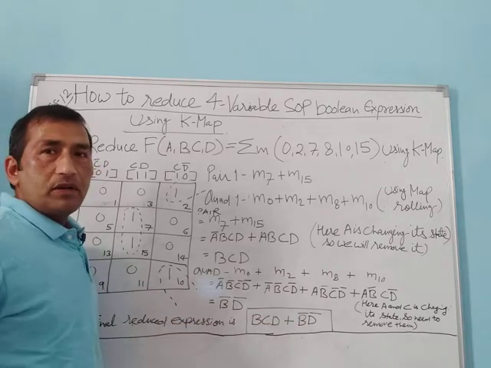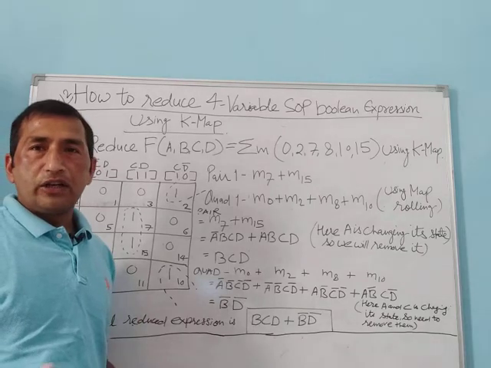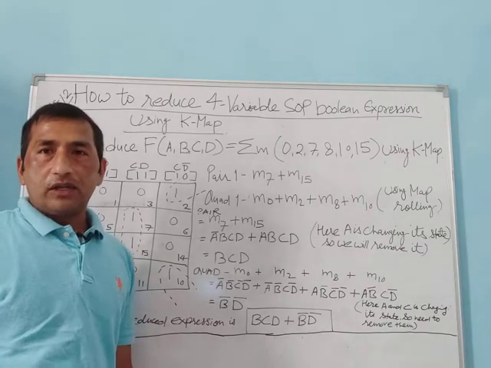This is quite simple. You can practice and you will come to know how easily we can reduce a Boolean expression using K-map.